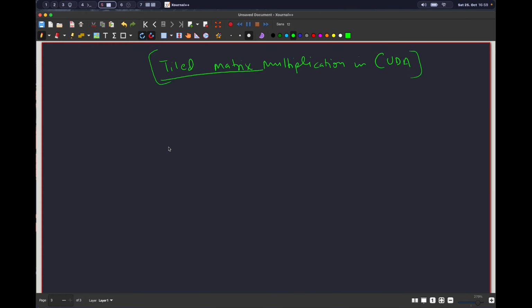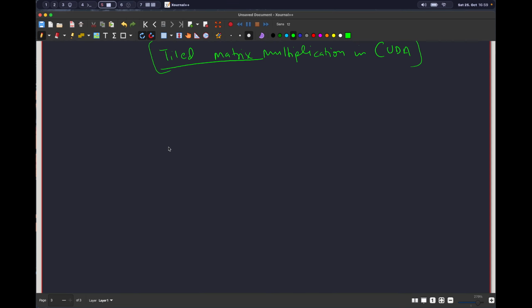As promised yesterday, we'll be learning about shared memory as well as how to optimize the naive matrix multiplication that we did yesterday. Just to revise how the naive implementation worked, the kernel was something like this. We calculate the row and column using the block dimension and thread index formula. Let me write it down if you forgot.